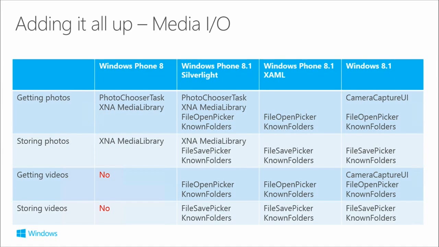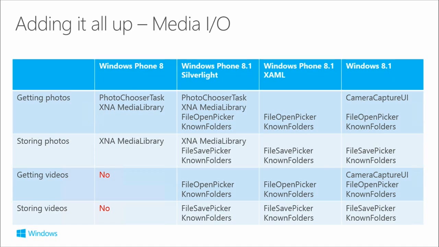With Windows Phone 8, we had the photo chooser task and the XNA media library for getting photos and storing photos. Those libraries are still in place for Windows Phone 8.1 Silverlight. You see the media chooser library, XNA media library. Below them, we also have the file open picker in Windows Phone 8.1 Silverlight and the known folders, so we can use those to get photos as well. And we have those moving forward into Windows Phone 8.1 XAML and in Windows 8.1.